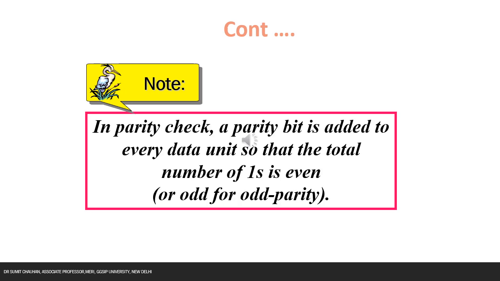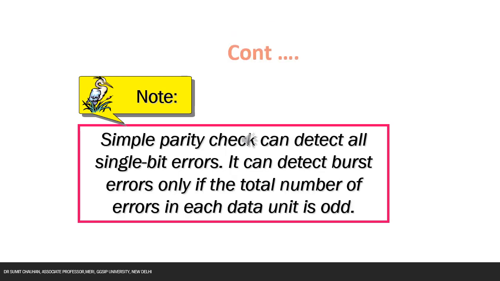Now in parity check, a parity bit is added to every data unit so that the total number of ones is even, since we have this as even parity bit. And if we are using odd parity bit, then we'll try to make the number of ones odd in the total data unit. Simple parity check can detect all single bit errors. It can detect burst errors only if the total number of bit errors in each data unit is odd.